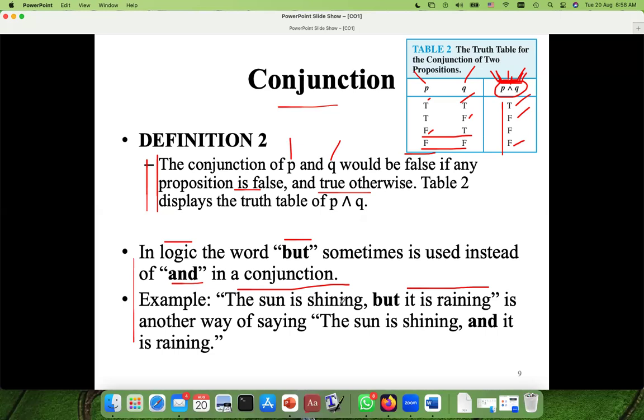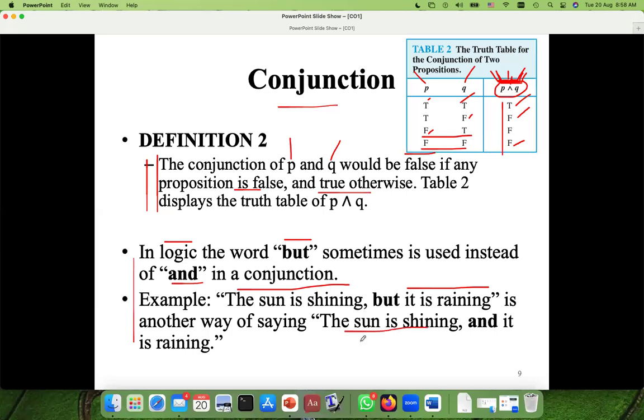Both the sentences have the same meaning. Yes. And yet, or also. Yet: the sun is shining, yet it is raining. Yeah, you can use that. So the sun is shining and it is raining.